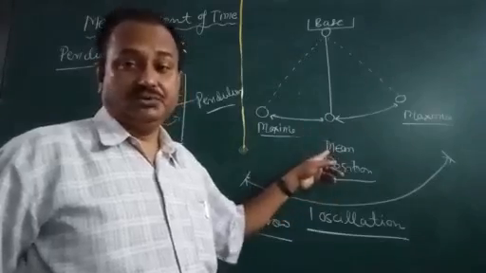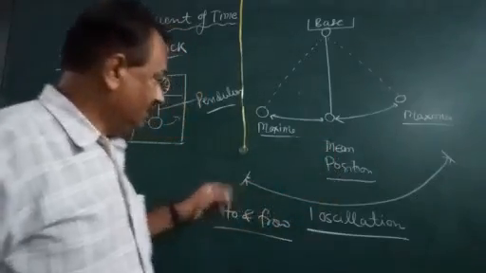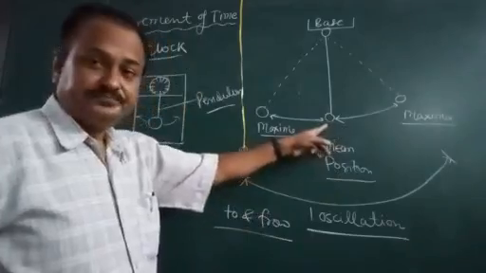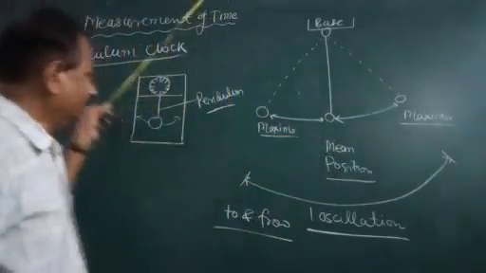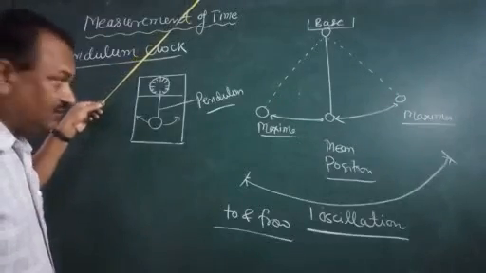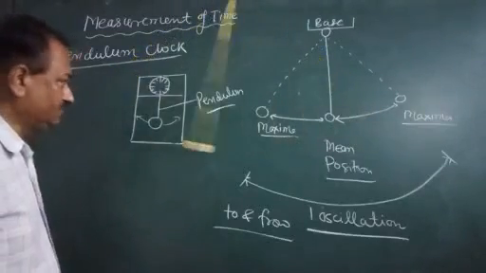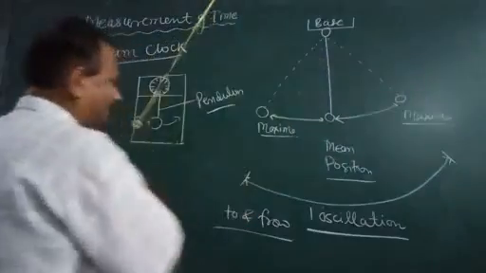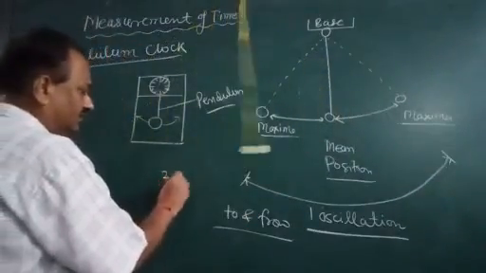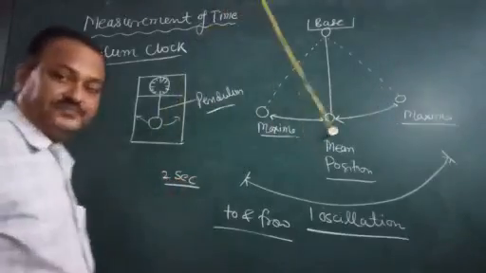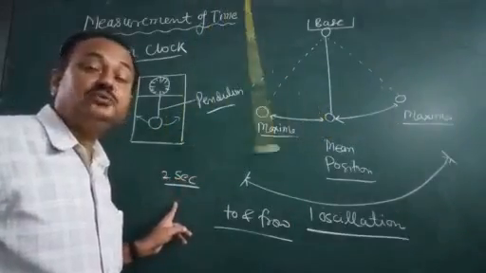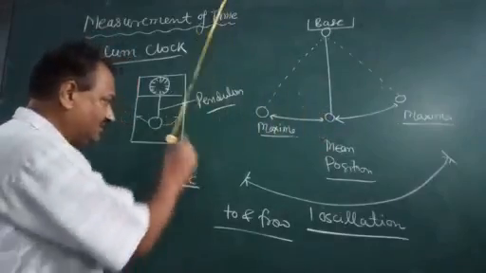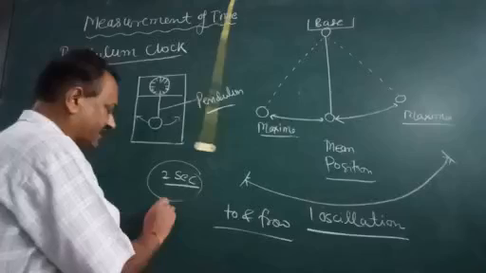This is very interesting to note. Suppose I bring this here and then I release it. Now suppose it takes 2 seconds to go from here to here. Then what will its oscillation be? 2 seconds. Oscillation of this will be 2 seconds.